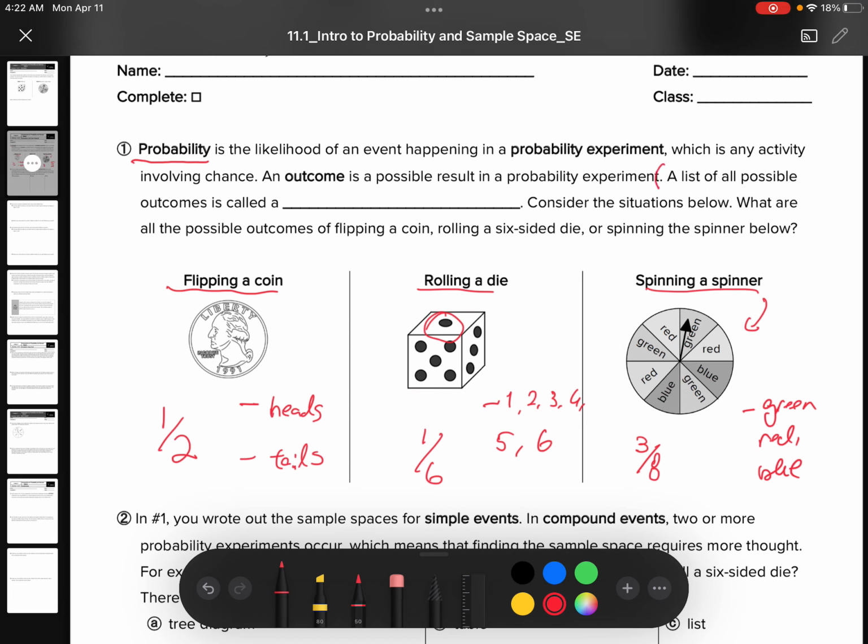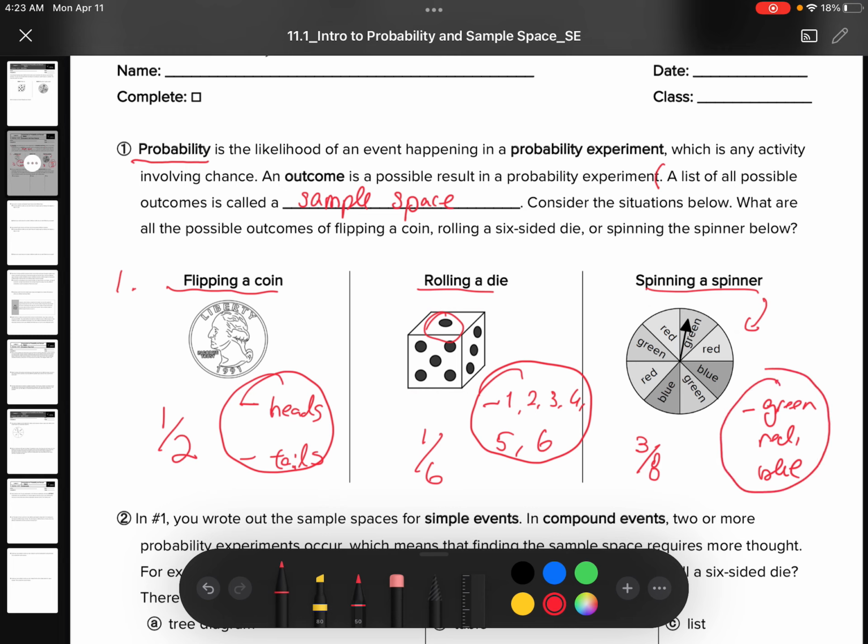Now, this list of all possible outcomes is called a sample space. So the sample space of flipping a coin, example 1, is heads and tails. The sample space of rolling a die is 1, 2, 3, 4, 5, 6. And the sample space of spinning this spinner is green, red, and blue. Now let's consider the situations below where the possible outcomes of flipping a coin, rolling a 6-sided die, or spinning the spinner are shown. I already did that for you guys.